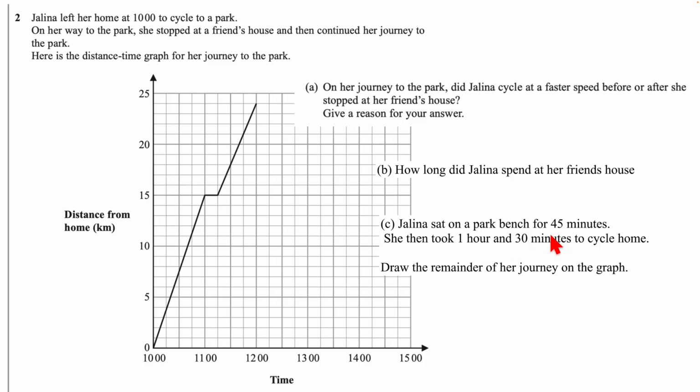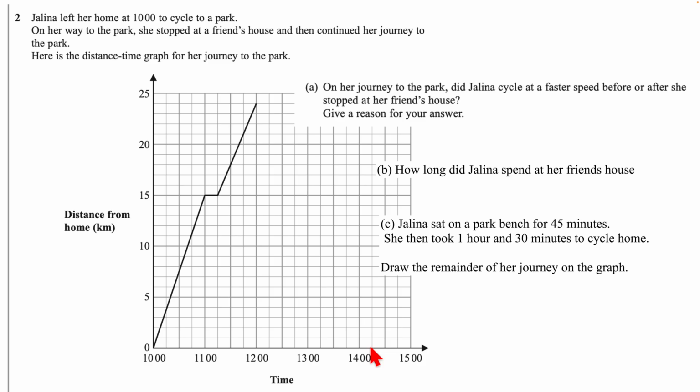Jelena sat on a park bench for 45 minutes, then took her 1 hour and 30 minutes to cycle home. Draw the remainder of her journey on the graph. Right, so well, this is terrible because I put this over here, but we need to go 3 of these squares along because she is flat and at rest. And then that is quarter to 1, it's 12:45. Add an hour, 1:45, add half an hour, 2:15. So she's going to be back to cycle home.